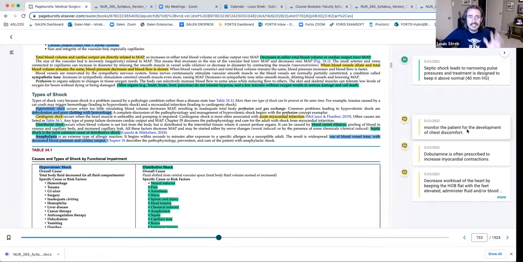Cardiogenic shock, especially somebody who has an acute myocardial infarction. What happens to your cardiac output? Cardiac output equals heart rate times stroke volume. If the myocardial tissue dies, is it squeezing as hard? Absolutely not. So stroke volume is down. If stroke volume is down, cardiogenic shock. We're just not perfusing. A lot of times we'll give dobutamine. It's prescribed to increase myocardial contractions. Y'all know what dobutamine is, right?